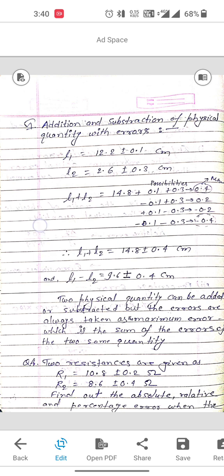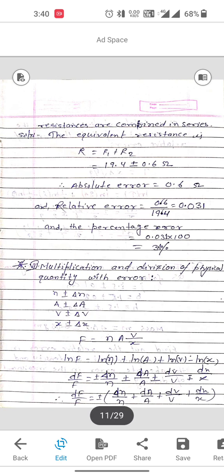Now our next question. Two resistances are given as R1 equals 10.8 ohm plus minus 0.2 ohm, R2 is 8.6 plus minus 0.4 ohm. Find the absolute, relative and percentage error if the resistances are combined in series. The equivalent resistance is 19.4 plus minus 0.6, absolute error 0.6, relative error 0.6 by 19.4, that is 0.03, and percentage error is 3.1%.